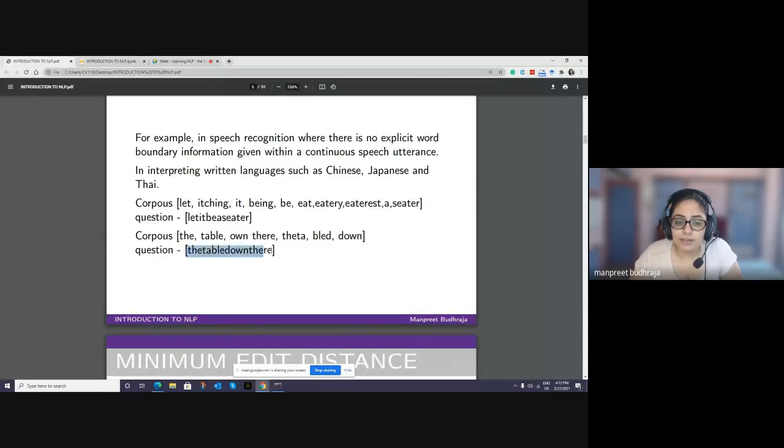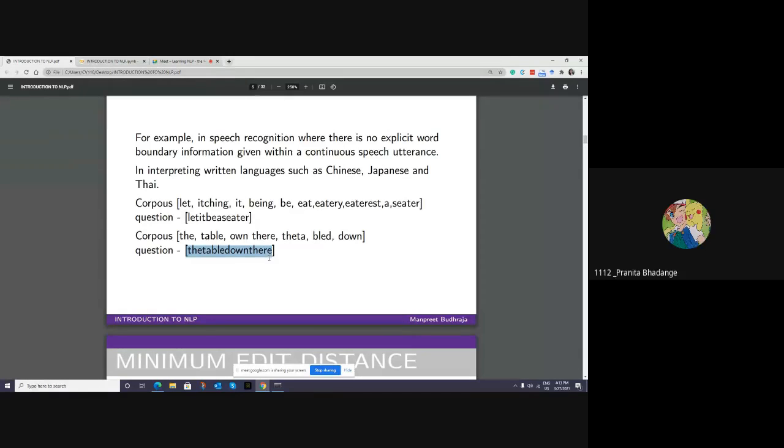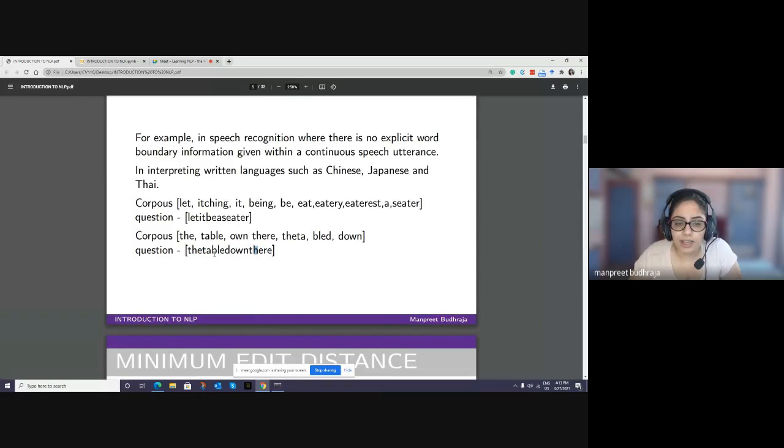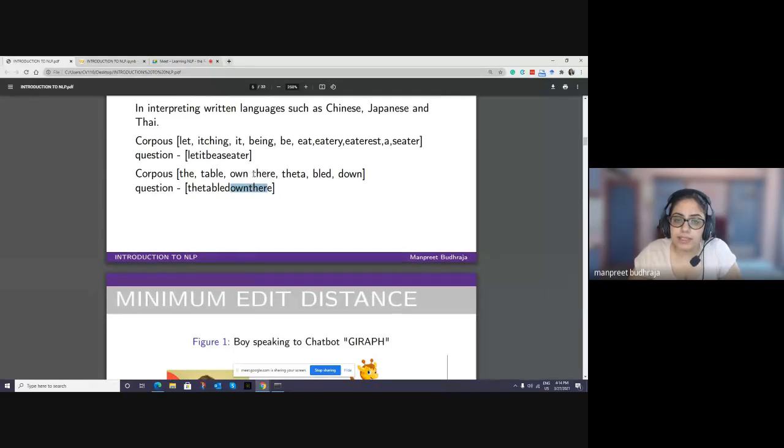Next one. "The table down there." No. Theta, because you have the longest word. So it would match the longest word. Theta, then bled, own, there. So it would not be "the table down there", but it would be theta, bled, own, there. So it matches the max thing. That is why it's called the max match algorithm.